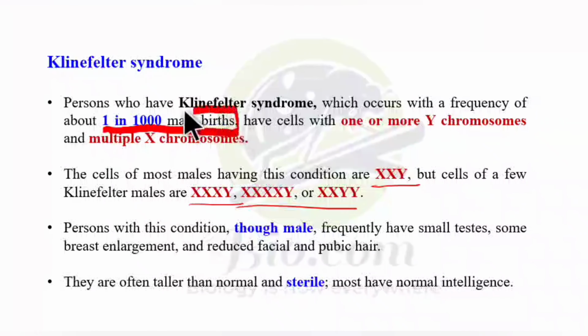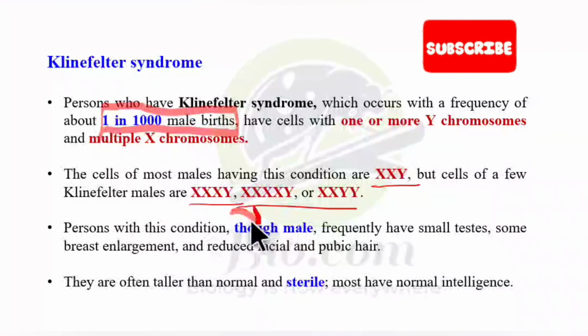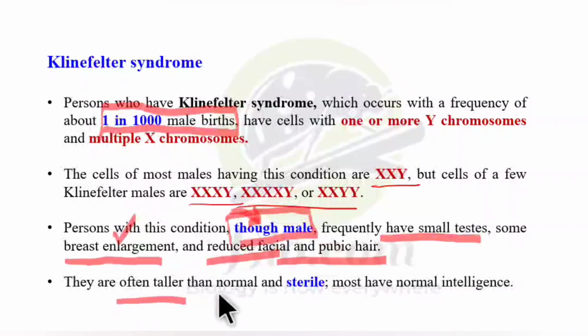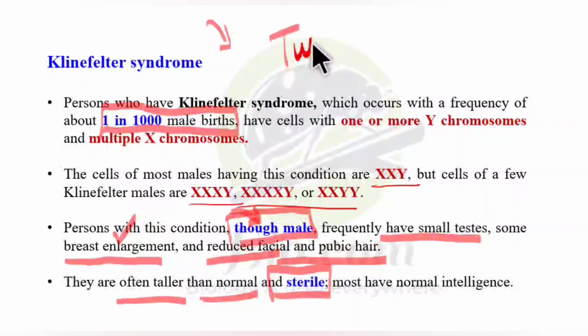You have to remember that it is only 1 in 1000 male births, and some of the symptoms include, though they are male, they have small testes, some breast enlargement, this is the recognizing feature of Klinefelter syndrome, and reduced facial and pubic hair, and they are taller than normal and are sterile. I will provide the picture also of the Turner as well as the Klinefelter syndrome.